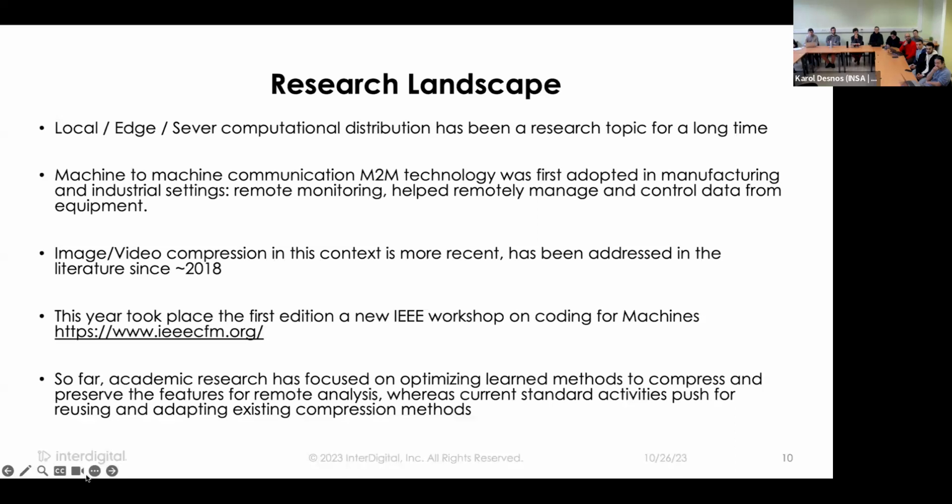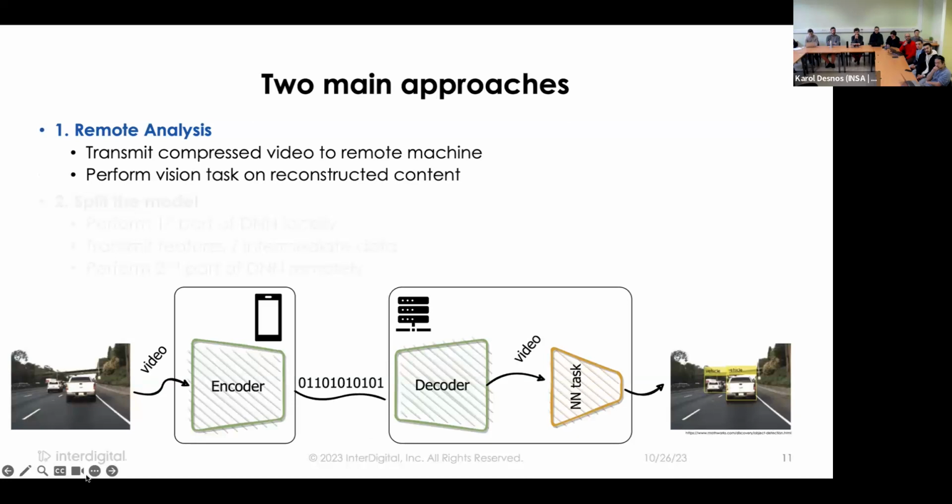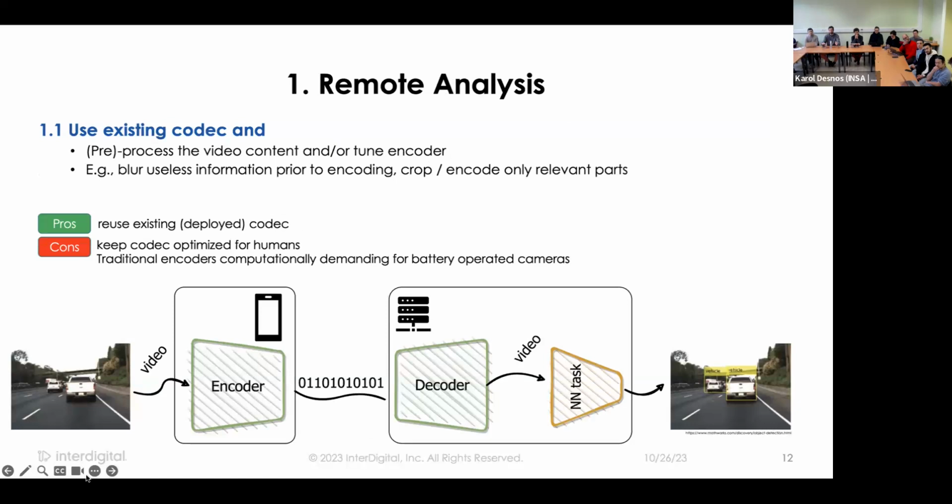Very quickly, on what I call remote analysis, which is the video coding for machines. Again, we decode pixels and we perform the task on the decoded pixels. And we saw the big pro is if you already deployed, let's say, HEVC everywhere, you can reuse it directly. So that's a big plus, except for us, because we want to deploy new standards to make money. And the drawbacks, I already talked about them actually.